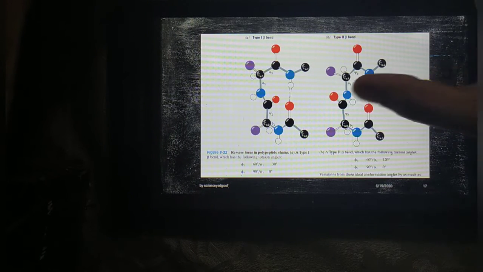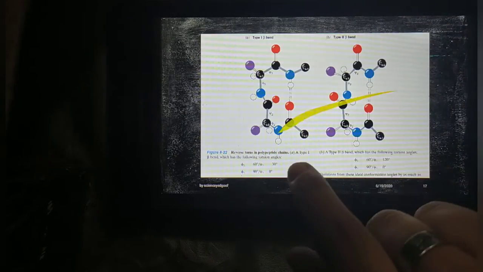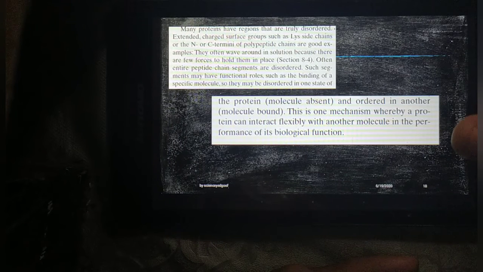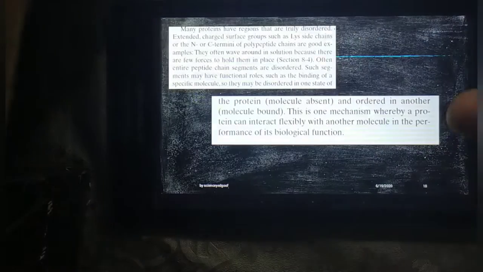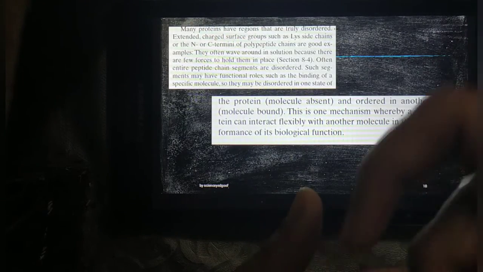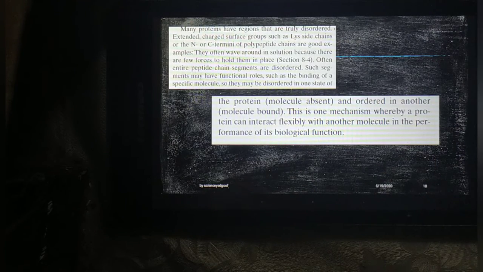Now you might be wondering, what is the function of these beta turns? The main function is that these segments have a functional role. They help in binding specific molecules, so they may be disordered in one protein and ordered in another. Also, because of these beta turns, the flexibility of the protein increases, and they act like a connecting medium. Because of this, they are very important for the proper functioning of the protein.